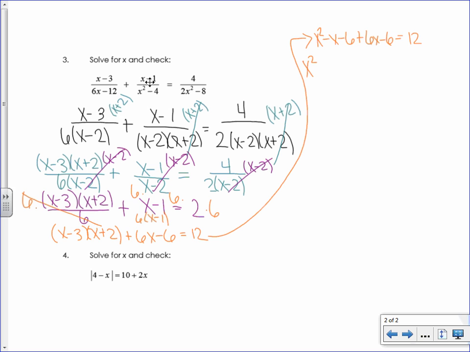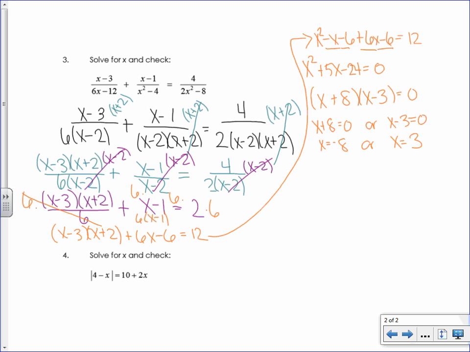So I'm going to have x squared. Combine these, that's plus 5x. Minus 6 plus minus 6 is negative 12, plus I subtract that other 12, so I get minus 24 is equal to 0. Things that multiply to give you negative 24 and add to give you positive 5, that is going to be x plus 8, x minus 3. Zero product property means that x plus 8 equals 0, or x minus 3 equals 0. So x is equal to negative 8, or x is equal to positive 3.